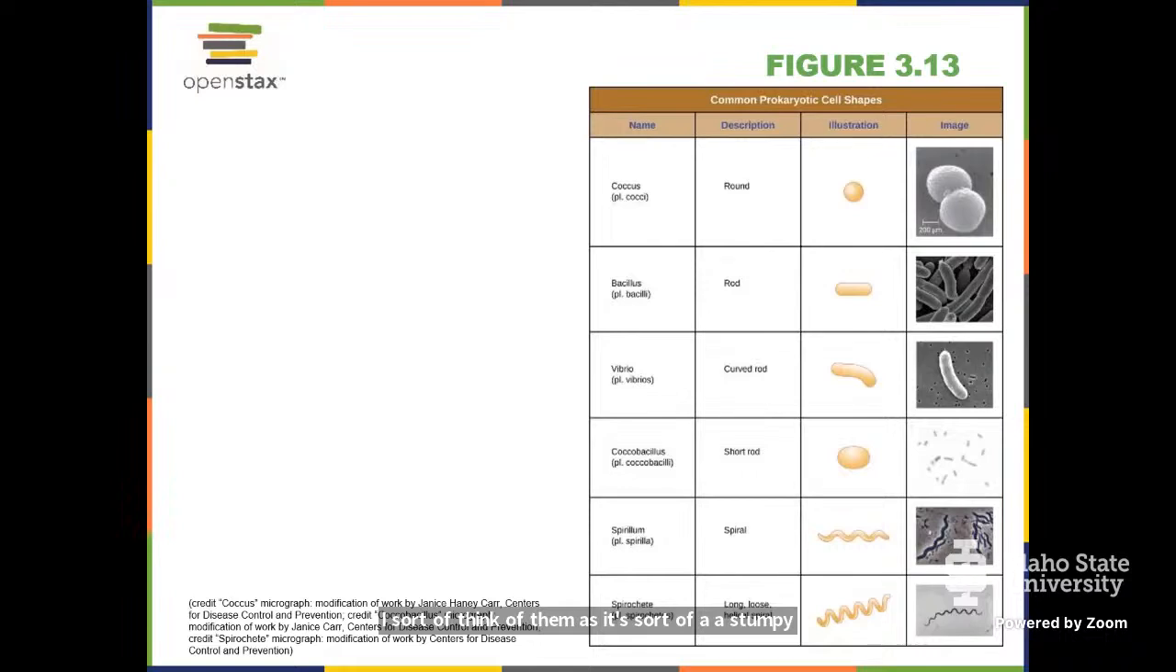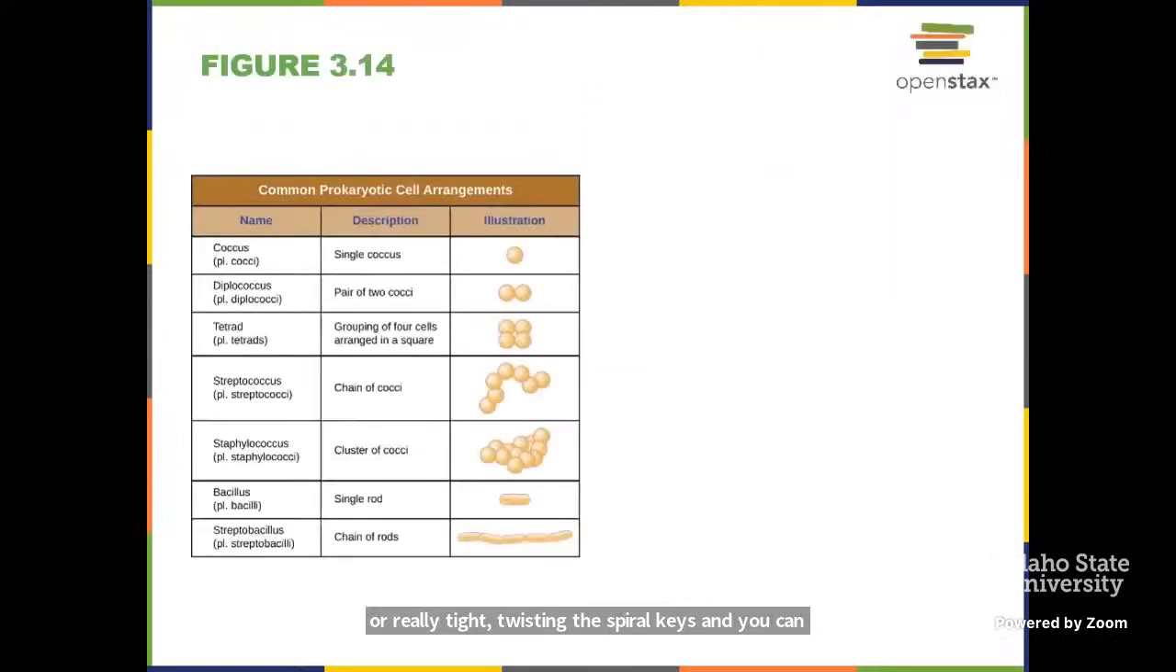And then the spirillum and the spirochetes, these are the curved, but more curved than the vibrio, spiral-shaped, but it might be loose like the spirillum or really tightly twisting like the spirochetes. And you can see some definite differences with the curving of that that allows us to think about it.